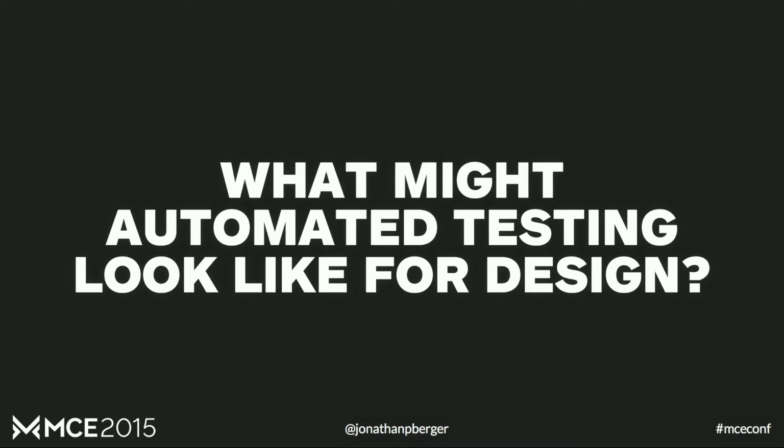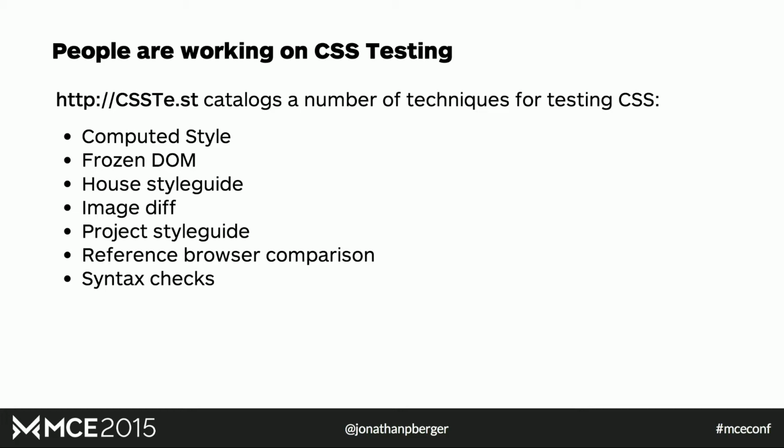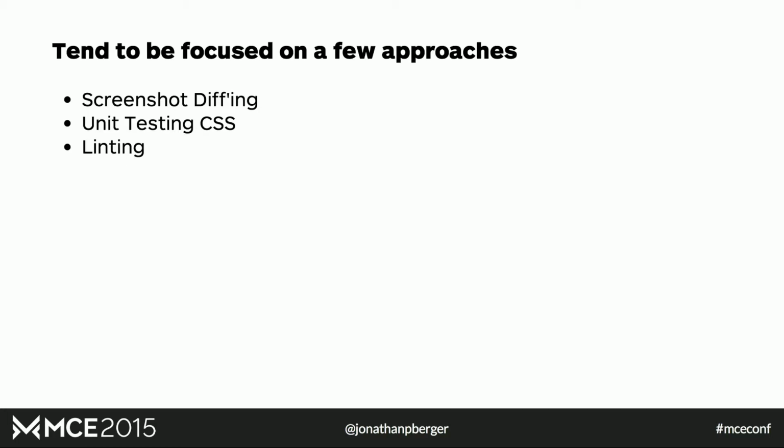Okay, so this, to me, is the interesting part. How do we take that? How do we map that to design? There are a lot of people who are working on automated testing. There's a site called css.test, and they describe it as these different techniques. At the end of the day, there's a few different things that they're really doing, right?